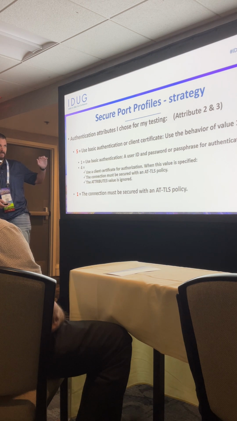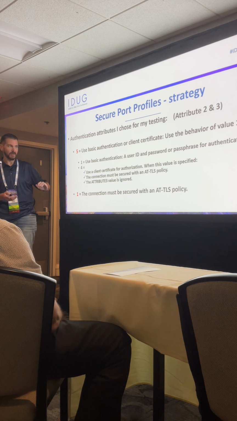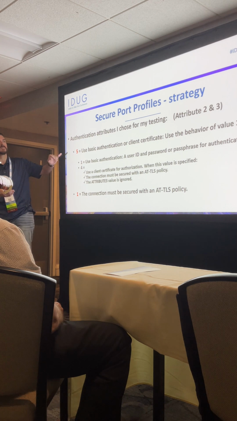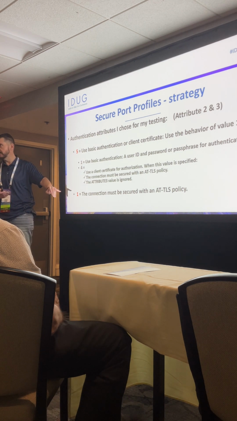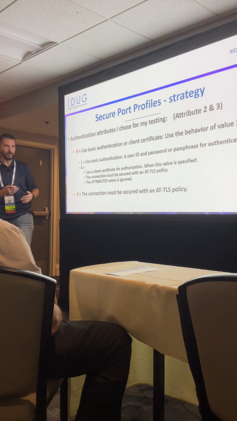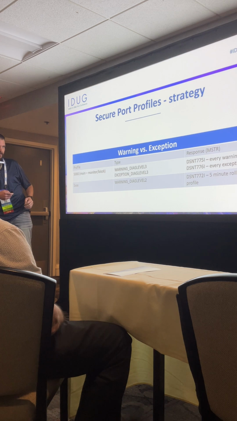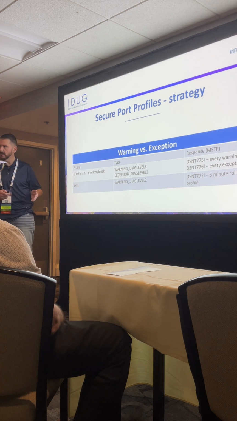So option 5 says to use a behavior of option 1 or 4. So they have to come in with the user ID and password or a passphrase to be authenticated, and then they have to use their certificate. The connection must be valid with an ATTLS policy, and then option 3 is ignored at that point. And then option 1 that gets rolled up in option 5 means the same thing, that you're secured there. So that was a happy medium for me in my testing here. And again, this is just saying the same thing, like what messages of what.